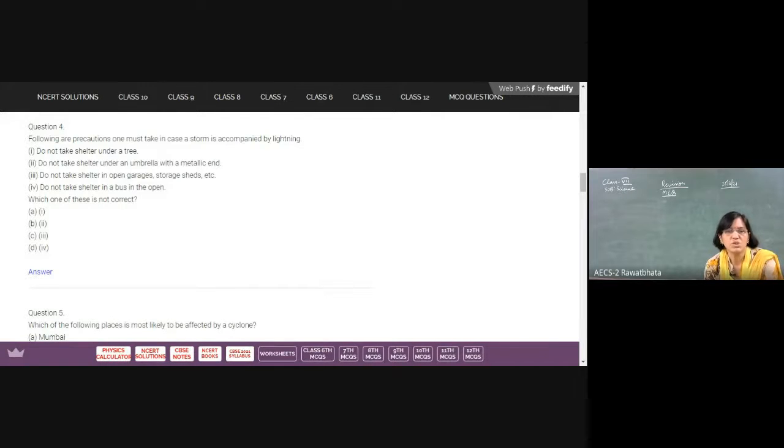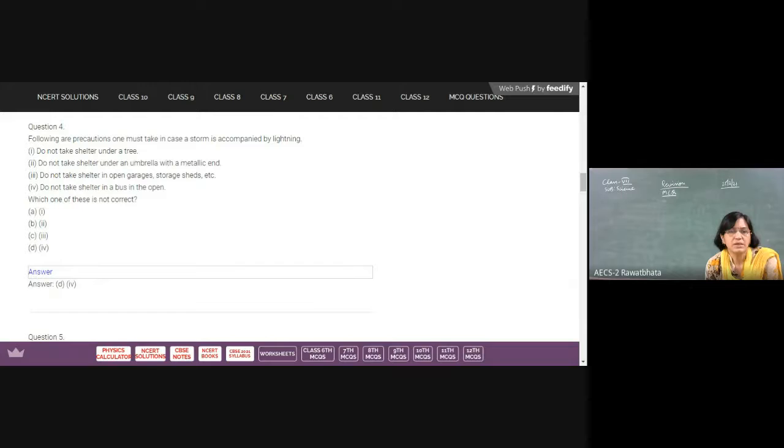Question number 4. Following are precautions one must take in case a storm is accompanied by lightning. Let's see which one is not correct. That you have to choose. The one that is not correct. Devansh is giving the answer in typed form. Devansh gave us the answer as C. Let me see. The answer actually is D.